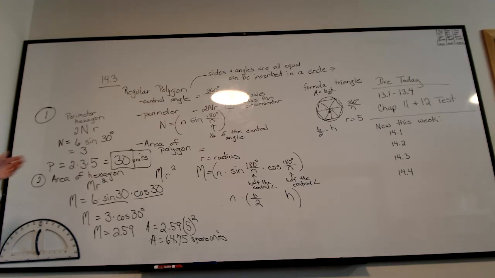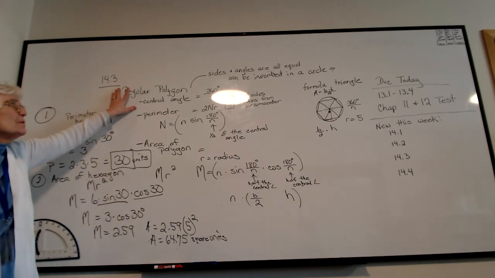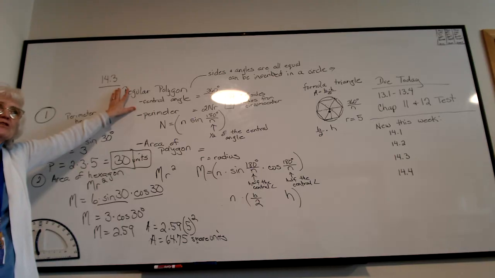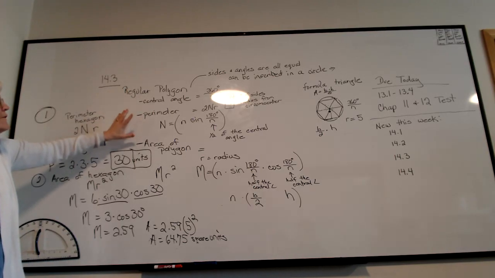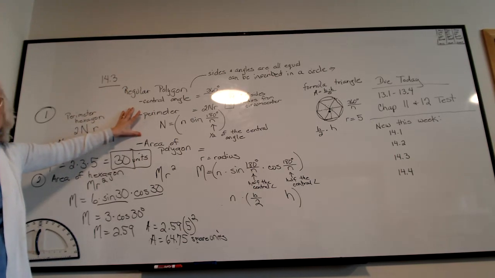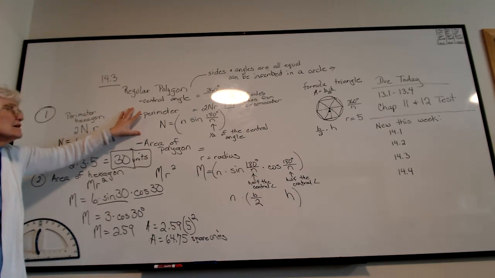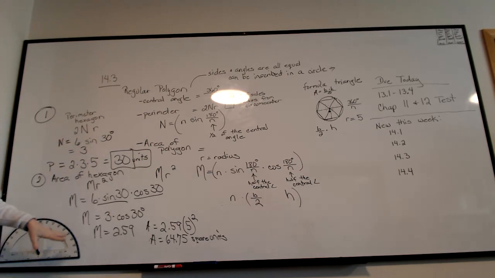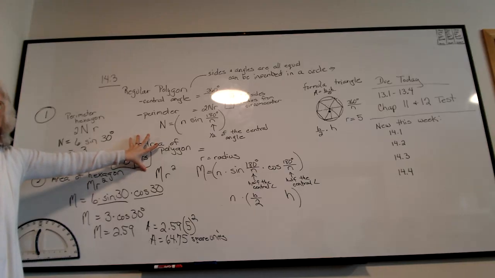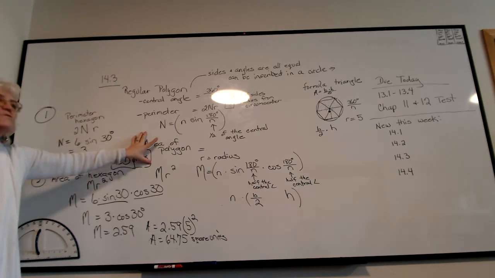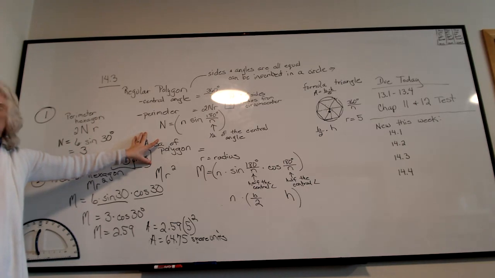So we started with 14.1 where we defined a regular polygon. 14.2 is all about finding the perimeter of the polygon, and 14.3 is all about finding the area of the polygon. Okay. You are not required to memorize these formulas, you just need to know how to use those formulas.